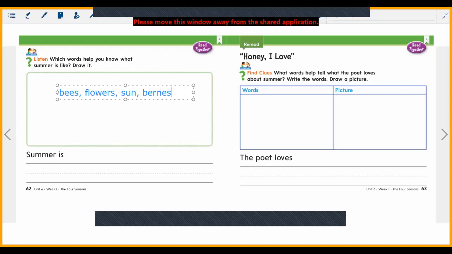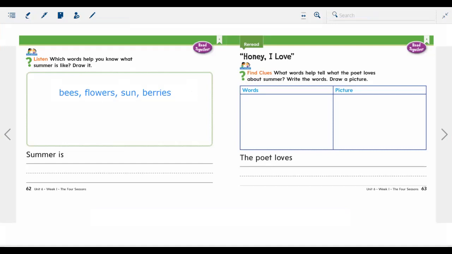And then down here, it says summer is. So is summer cold? No, summer is what? Summer is warm. So I want you to write the word warm in your beautiful handwriting and make sure you put a period at the end. You're completing the sentence. Summer is warm. Okay. Can't wait to see your drawings.